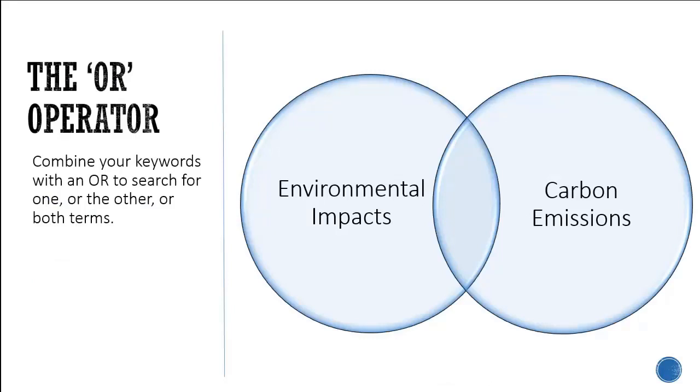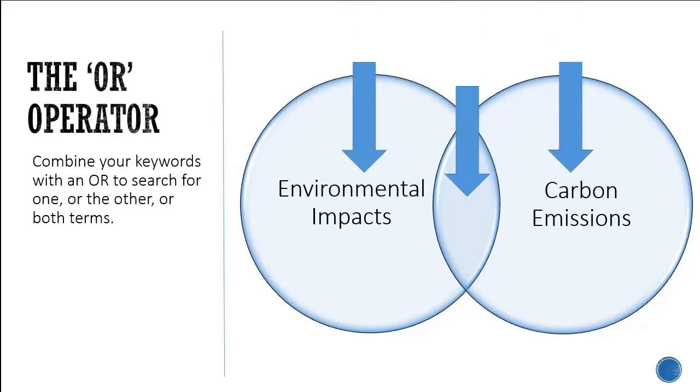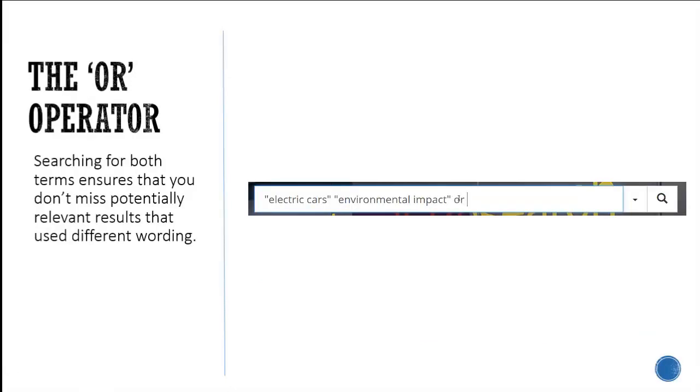For example, combine your keywords with an OR to search for one, or the other, or both terms. Searching for both terms ensures that you don't miss potentially relevant results that used different wording or related concepts.